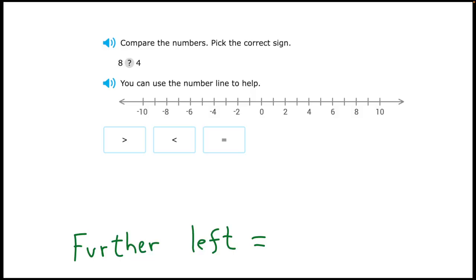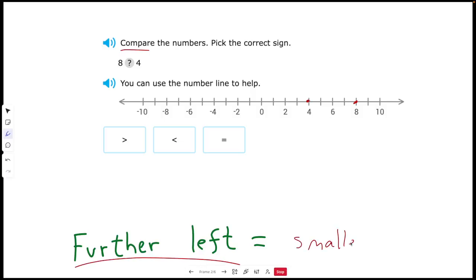All right, so how does this work? Compare the numbers, pick the correct sign. So 8 and 4, right? Obviously 8 is bigger. If you put it on the number line, you put 8 here and 4 here. The number on the left is obviously smaller, and that will always be true. I have this note at the bottom: the further left you go, the smaller the numbers get. As I go this direction, my numbers go down. They get smaller. And we're going to use that here in a second.